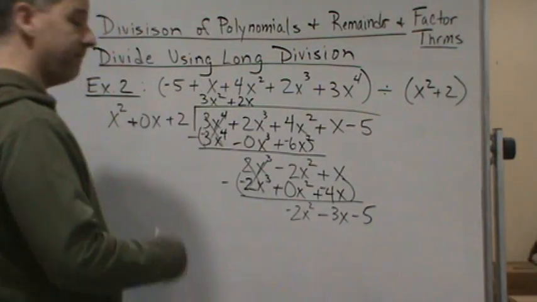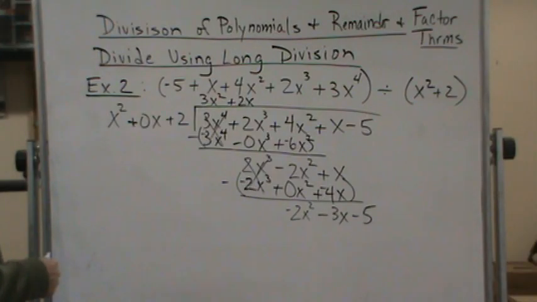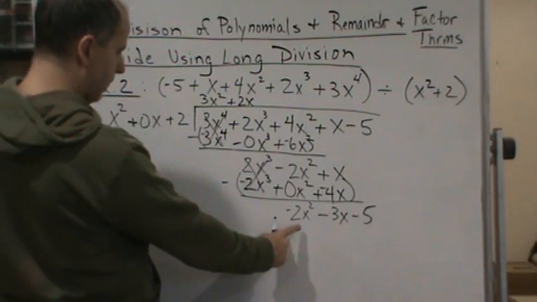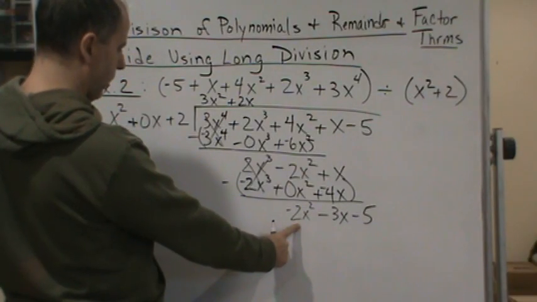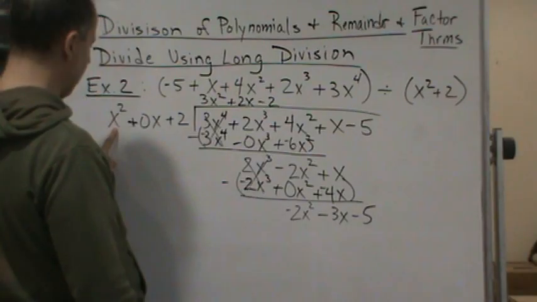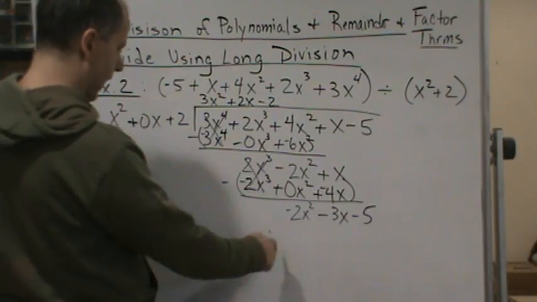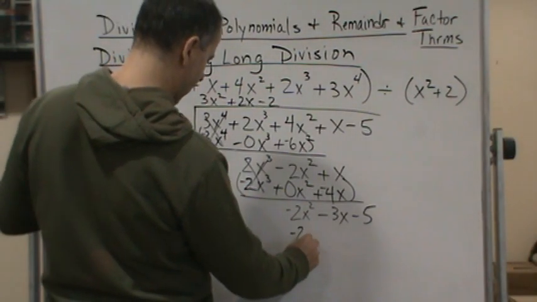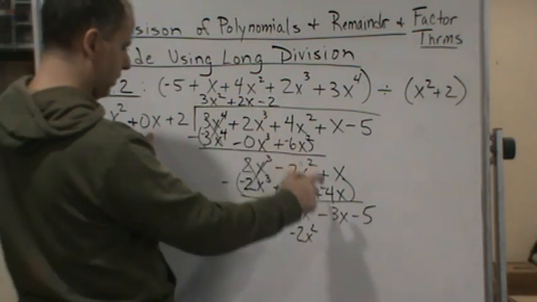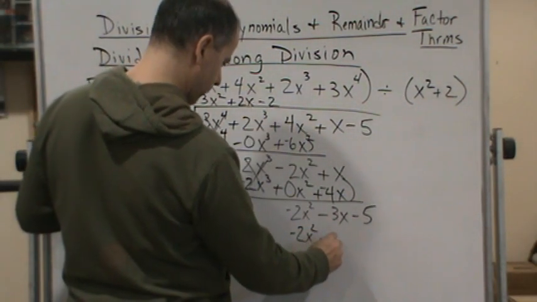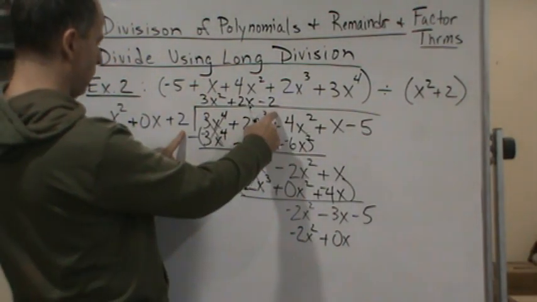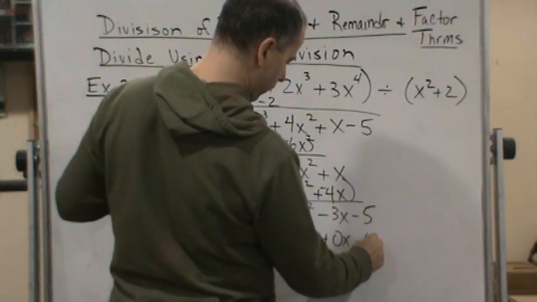And I'm going to do my final cycle. So now I'm going to do what? x squared times what equals negative 2x squared. That's going to be a minus 2. So now I know that that's going to give me my minus 2x squared. Now I'm going to multiply by 0, which is just going to give me 0x. And then I'm going to do 2 times negative 2, which is a minus 4.